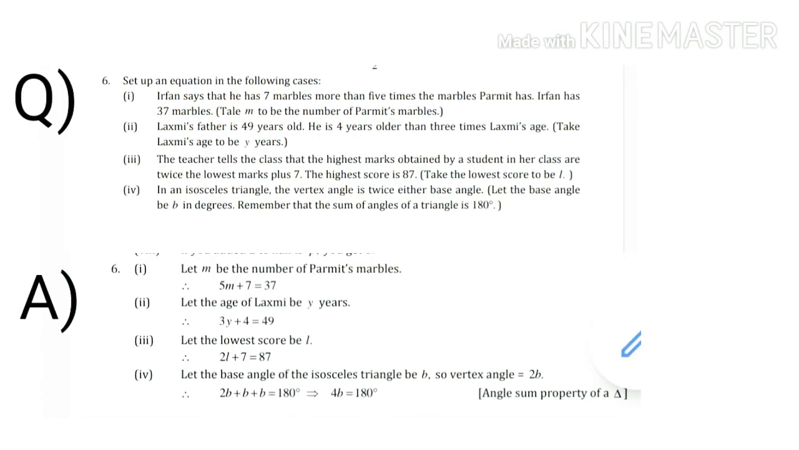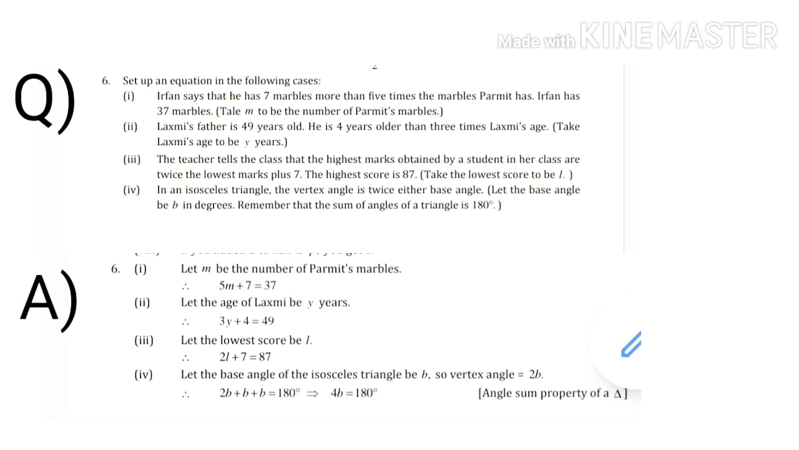So let us move to the next question, that is the sixth question. In the first half the questions are given, and then in the second half the solutions. So Irfan says that he has 7 marbles more than 5 times the marbles Parmit has. Irfan has 37 marbles. So over here the hint is given that let us assume Parmit's marbles are m.